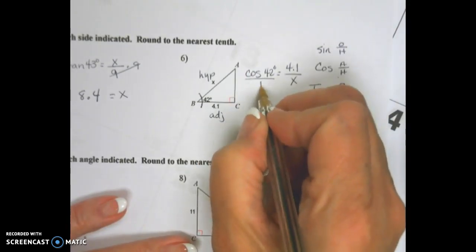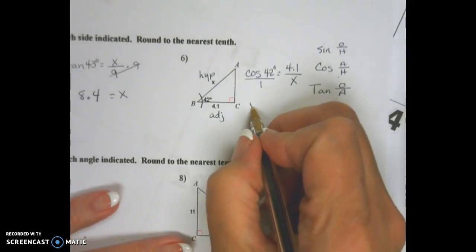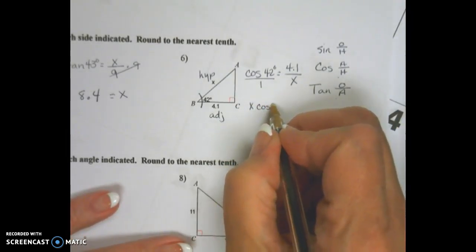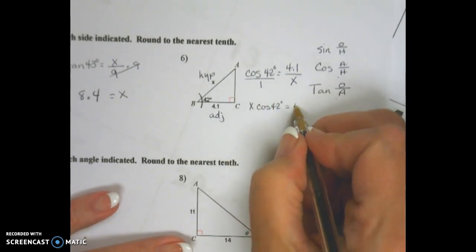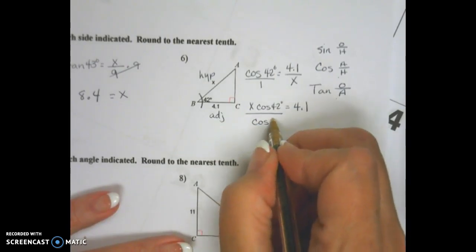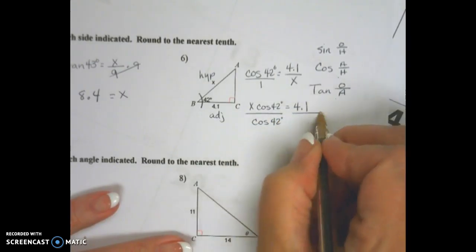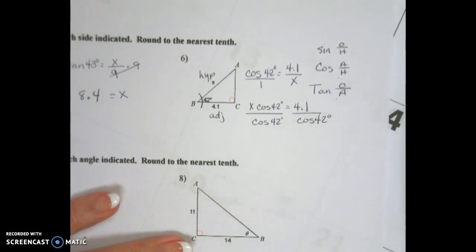I'm going to put that over 1, and I'm going to cross multiply. So x times the cosine of 42 degrees is equal to 1 times 4.1. Divide by the cosine of 42 degrees. Because remember, my goal is to get x by itself.